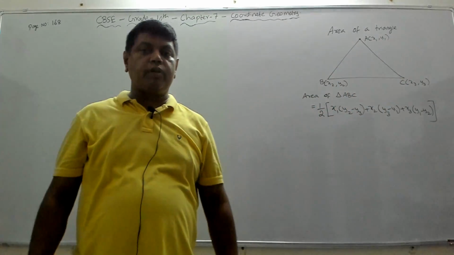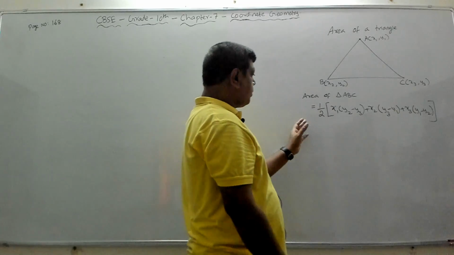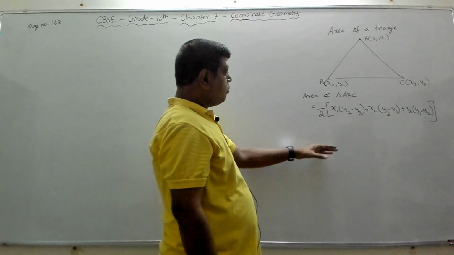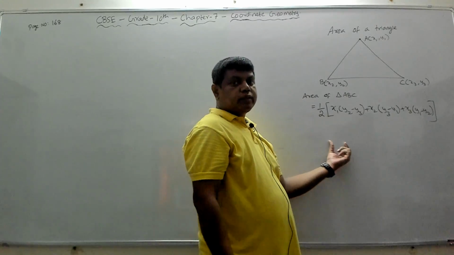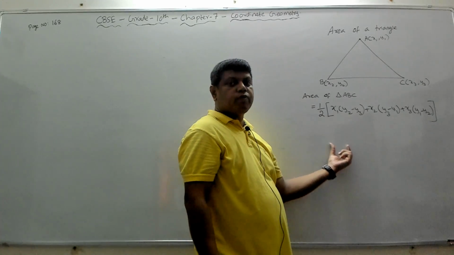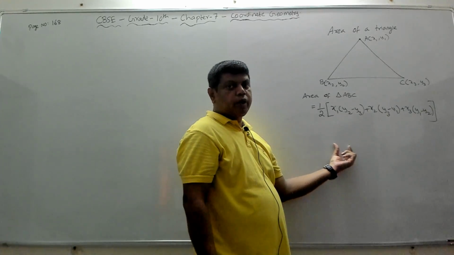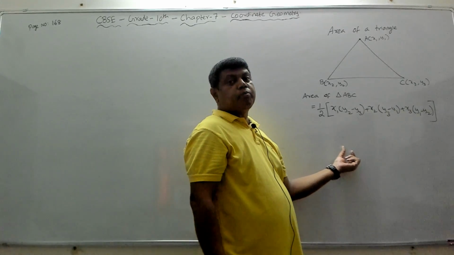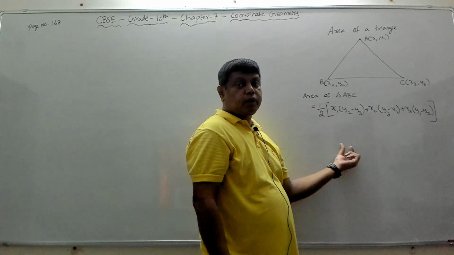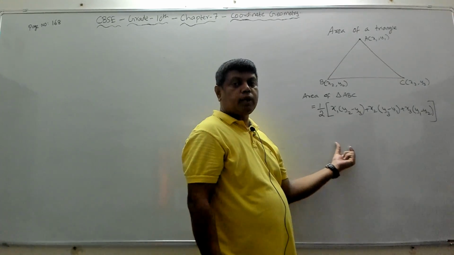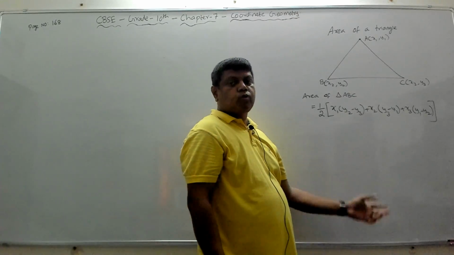When three vertices of the triangle are given, we can use this formula to find the area of the triangle. Whatever answer we get, we have to take the absolute value of this answer. Suppose you get the answer as 10, the area is 10 square units. Suppose you get the answer as minus 12, because we can get negative also, then we ignore the negative sign and take only the absolute value, which is 12 square units.